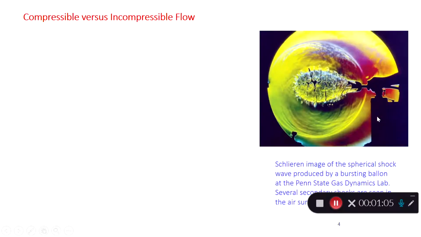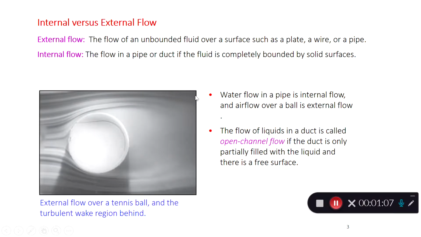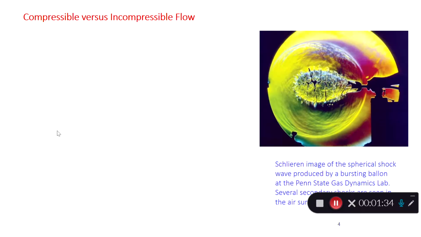The next one is internal versus external flow. Internal flow is when a flow is happening in a confined space, for example a pipe or a tube, whereas external flow is when you have a flow outside. An example is flow over a car, or flow over any moving body. That is external flow.